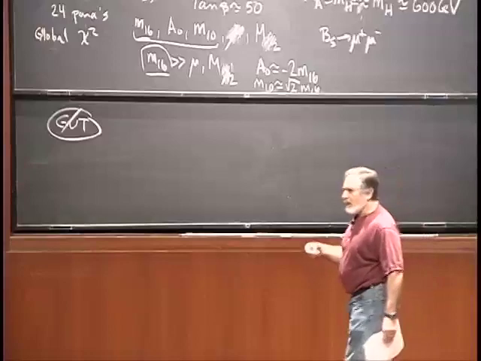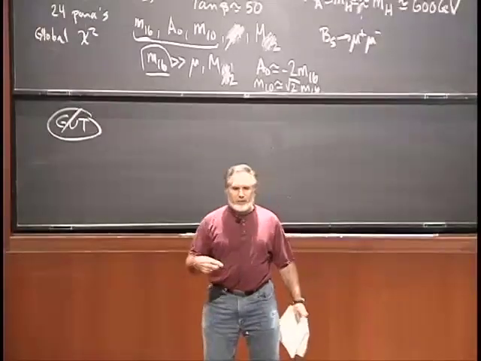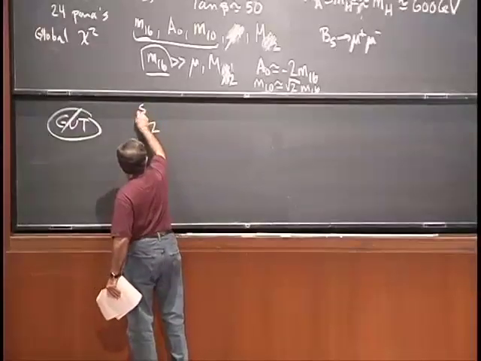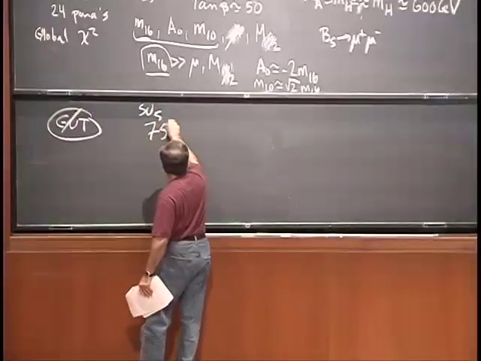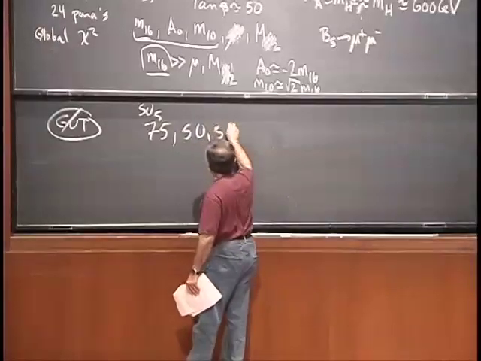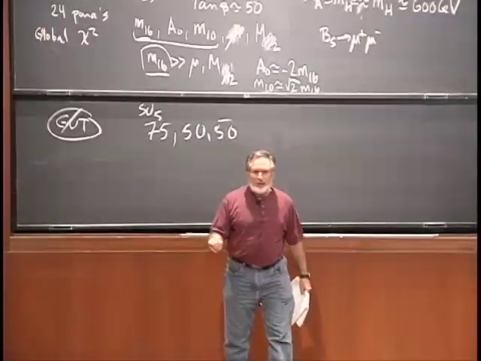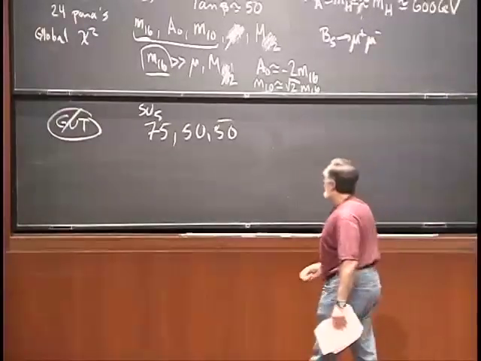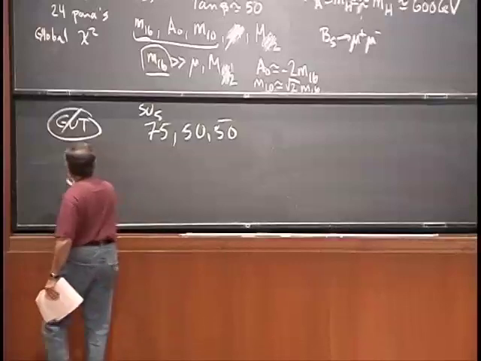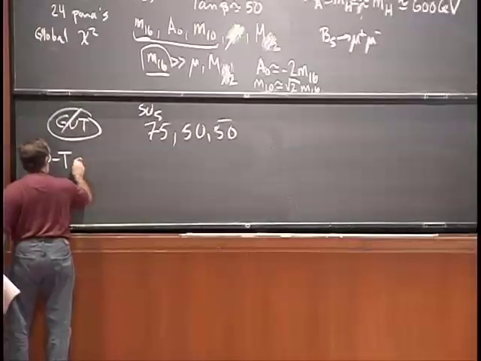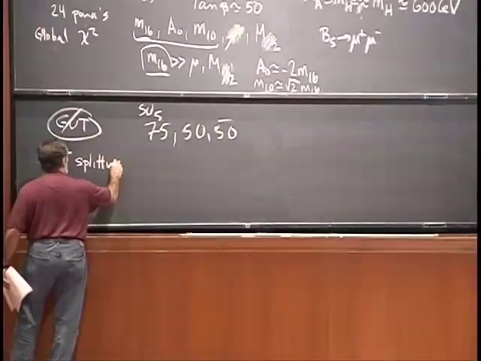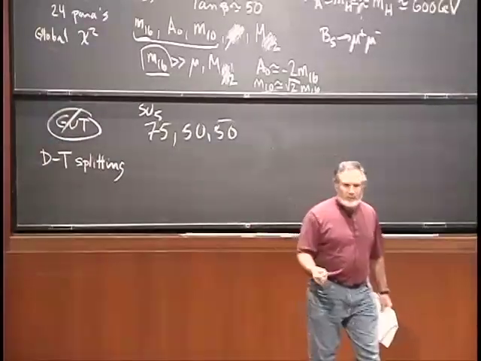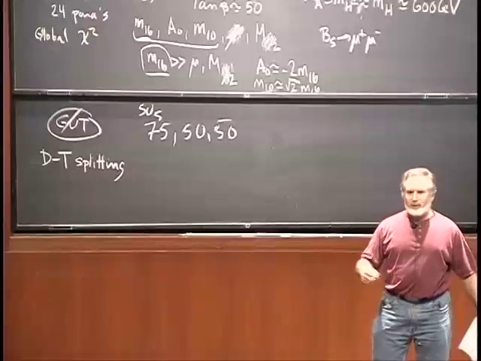When you get to SU(5) with natural doublet-triplet splitting, you need representations like this of SU(5): a 75-dimensional representation, 50, 50 bar, and it starts looking horrendous when you write down the superpotential to do GUT symmetry breaking and then do doublet-triplet splitting. So the other problem is doublet-triplet splitting. The Higgs color triplets have to be much heavier than the doublets. It's not that you can't do it, but when you do it, it doesn't look very pretty.